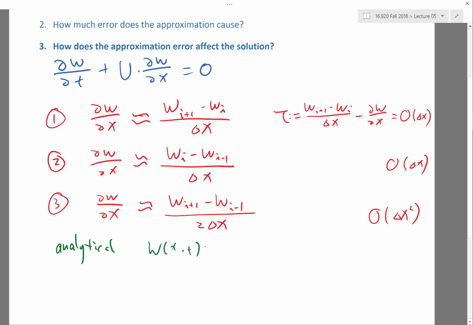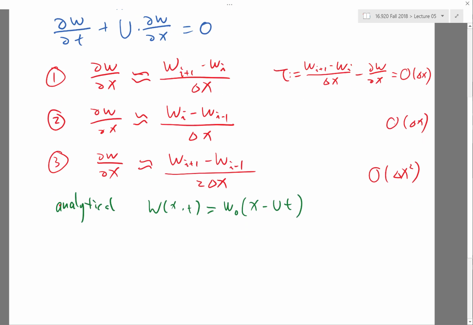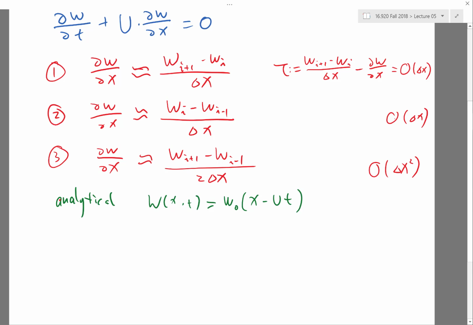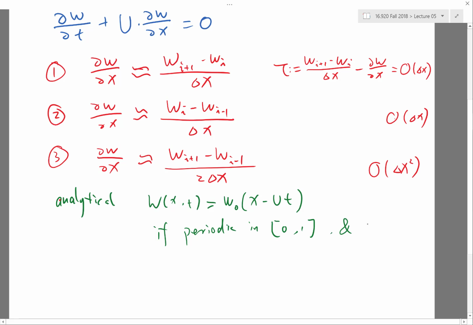W of x and t would always be equal to W0 of x minus ut, right? So as soon as we know the initial condition, we know what to compare. And particularly if we have a periodic boundary condition and a domain length equal to 1, that means if we have a periodic boundary at 0 and 1 and ut is equal to 1, then my W of x and t is actually equal to W0 of x, right? I recover the initial condition.